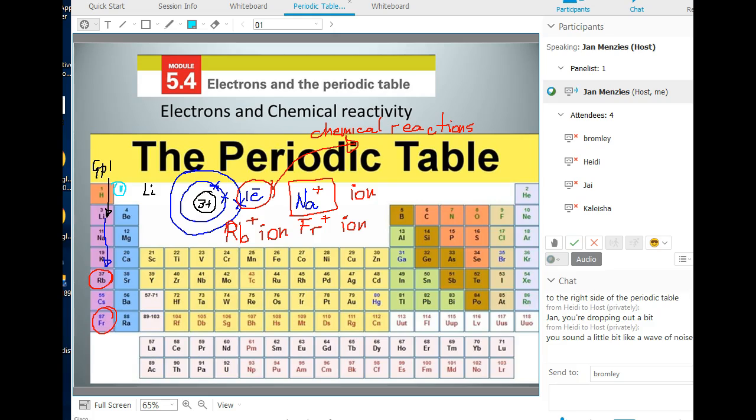Do you understand that as we go along the rows, more and more shells are filled up or are occupied? The holding on to the electrons is less. It's going to react quicker. A tick if you follow that reactivity increases down.